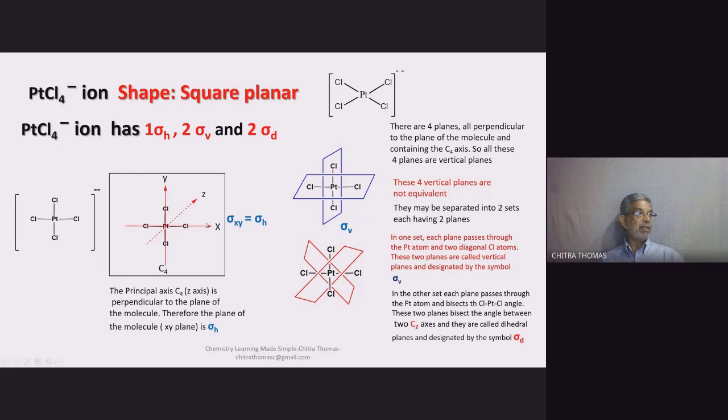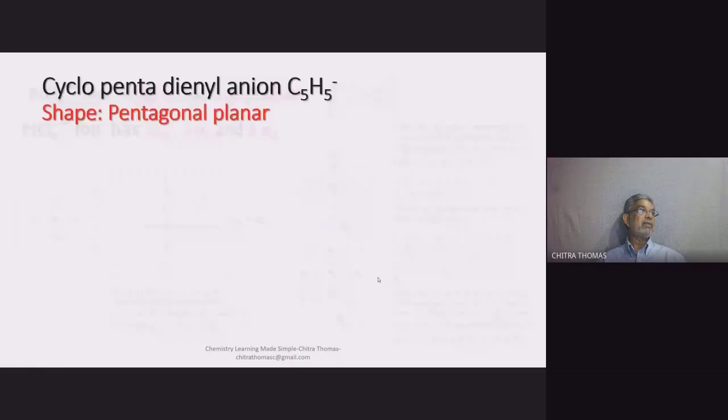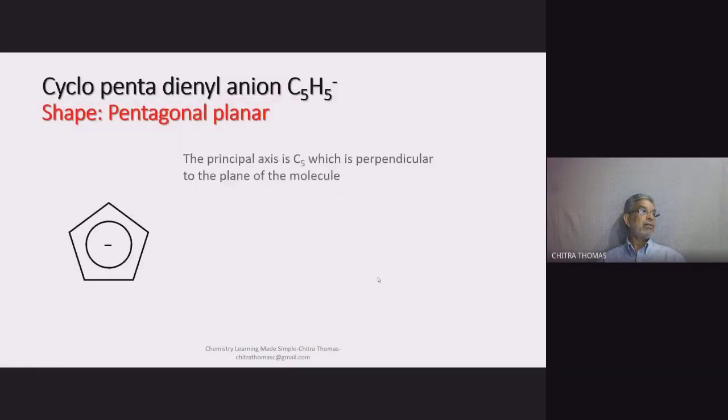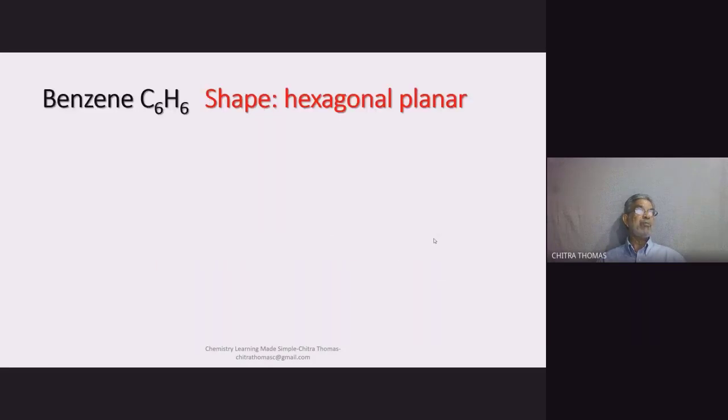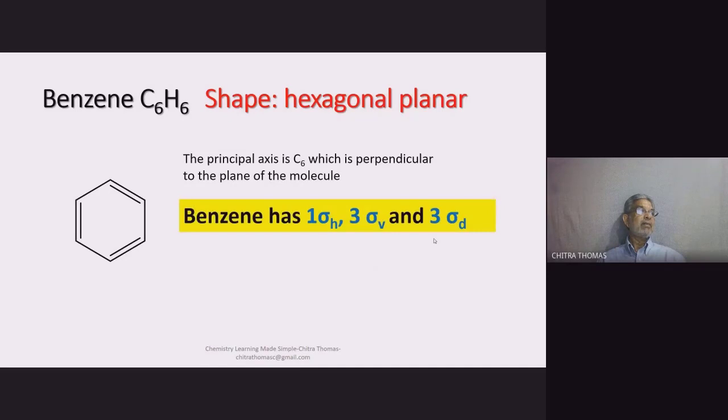So this is the horizontal plane, these are the vertical planes, and these two are the dihedral planes. The horizontal plane is perpendicular to the principal axis. A vertical plane contains the principal axis, and the dihedral plane bisects the angle between two C2 axes. Likewise, we can discuss 1 sigma h and 5 sigma v. Then benzene, there will be 1 sigma h, 3 sigma v, and 3 sigma d. This is exactly similar to the PtCl4 2 minus ion.